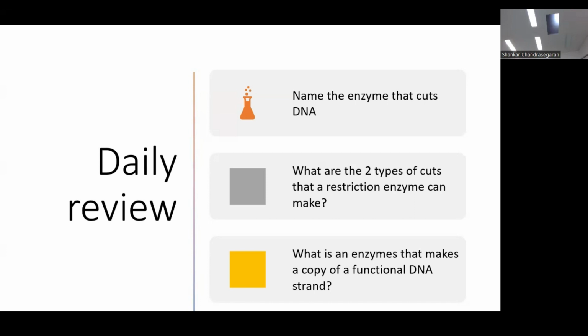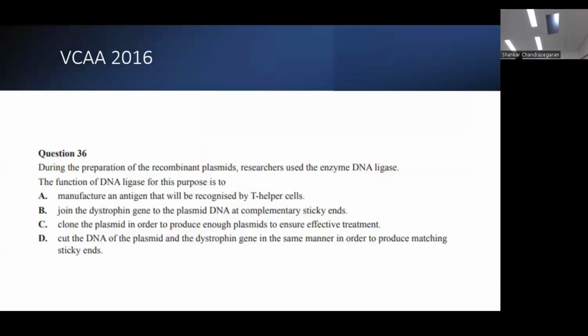Okay, it's making functional DNA strands. That is a DNA polymerase. If it's making mRNA copies, it's an RNA polymerase. Okay, always ask yourself what type of strand it's making, and you'll know what type of polymerase is in charge.